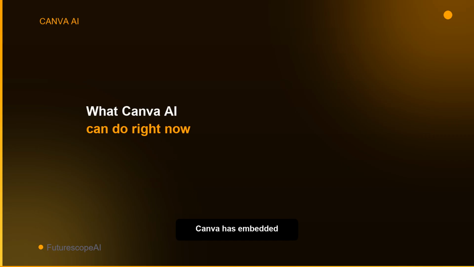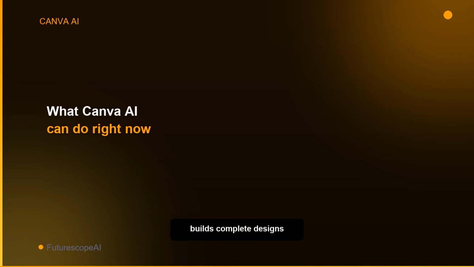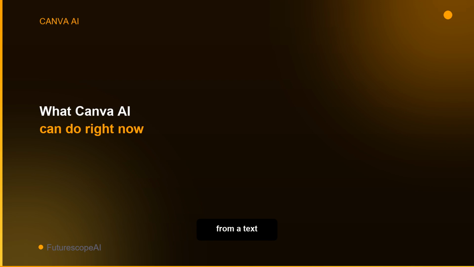Canva has embedded AI into every part of the platform. Magic Design builds complete designs from a text description. Magic Write generates marketing copy, headlines, and body text. Text to Image creates original visuals inside your design. Background Remover works in one click on any image. Magic Presentations builds full slide decks. Video auto-captioning adds subtitles automatically. And AI translation converts any design into over 100 languages instantly.